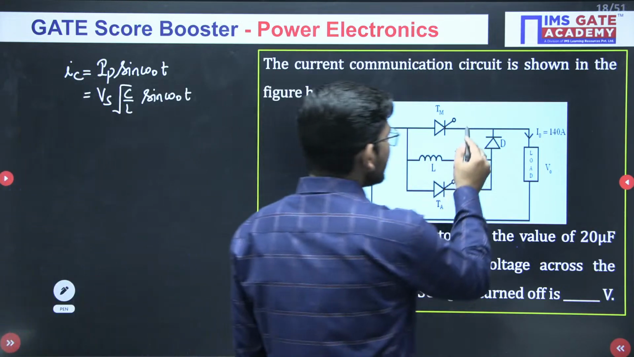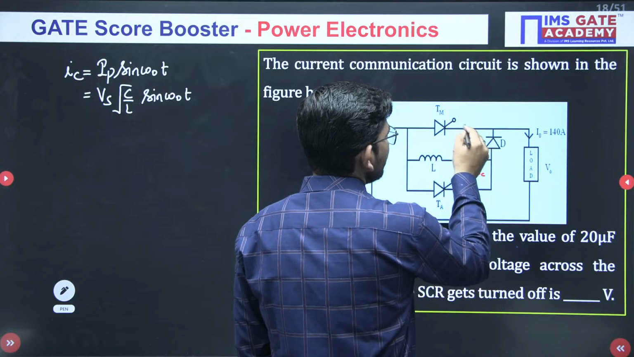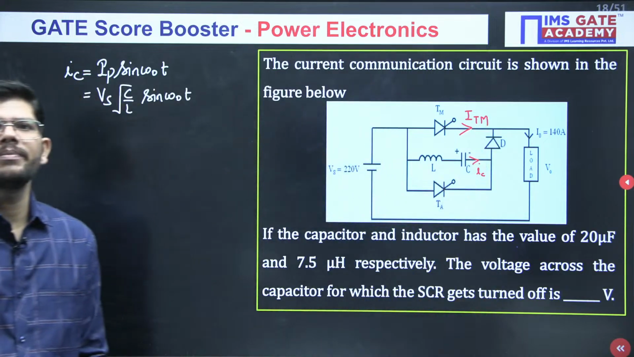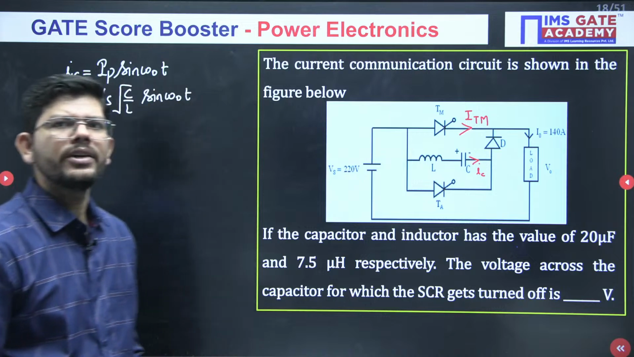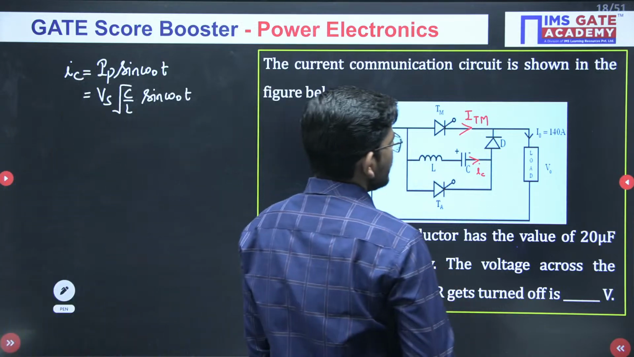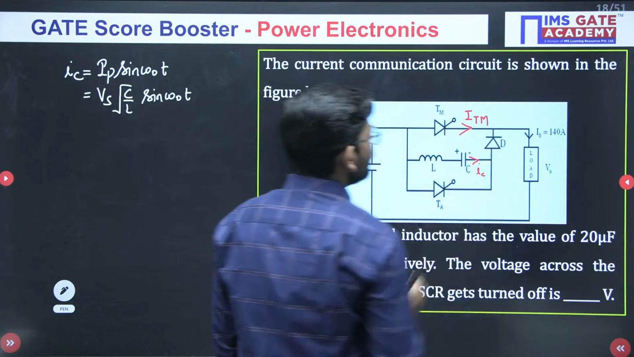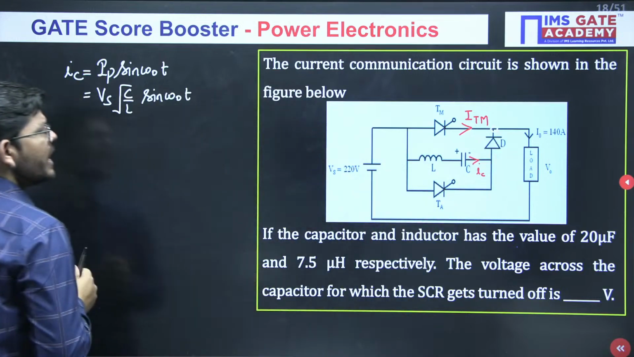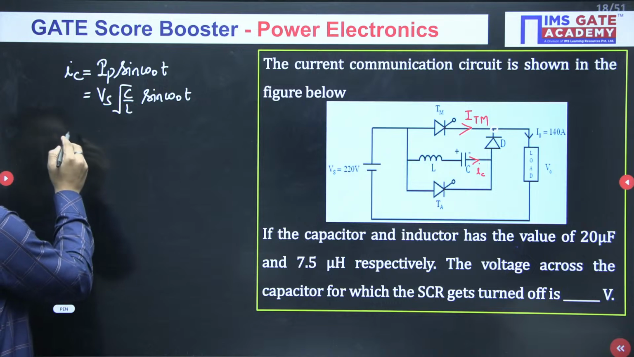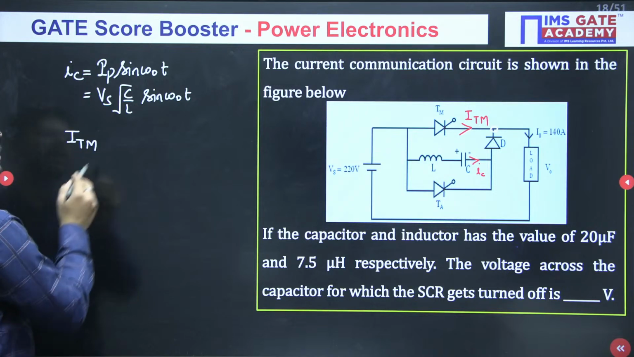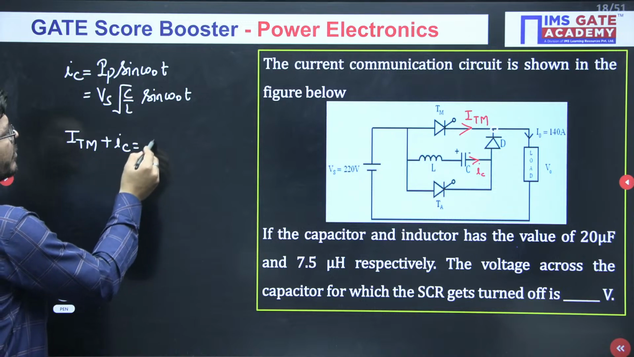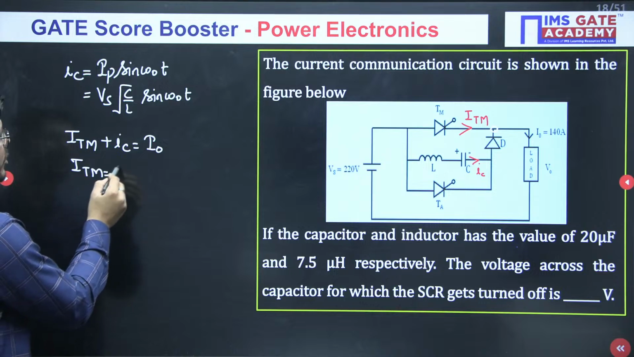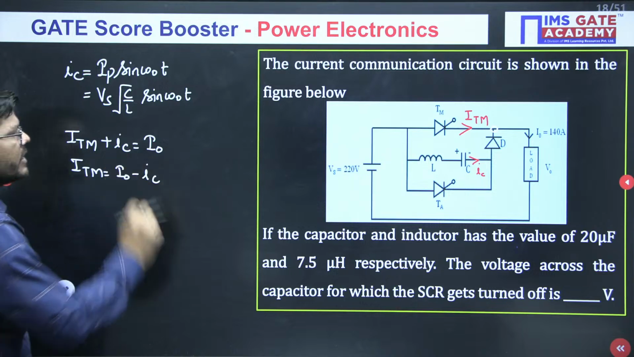Now there is a current flowing in this main thyristor as well. You can calculate in the meanwhile. Now if we apply KCL at this node, it will give you ITM plus IC equals I naught. Or what we can write here is that ITM equals I naught minus IC.